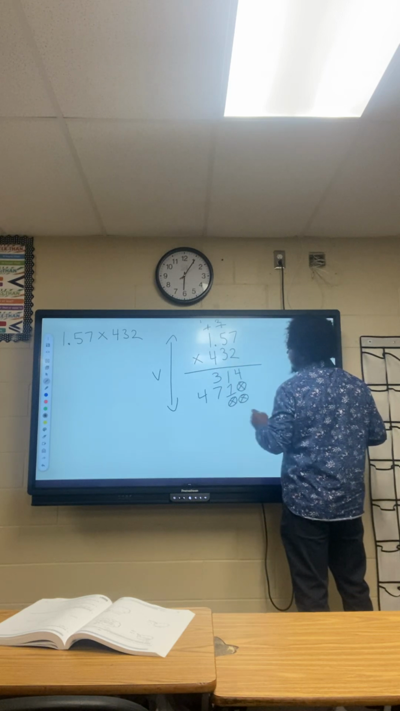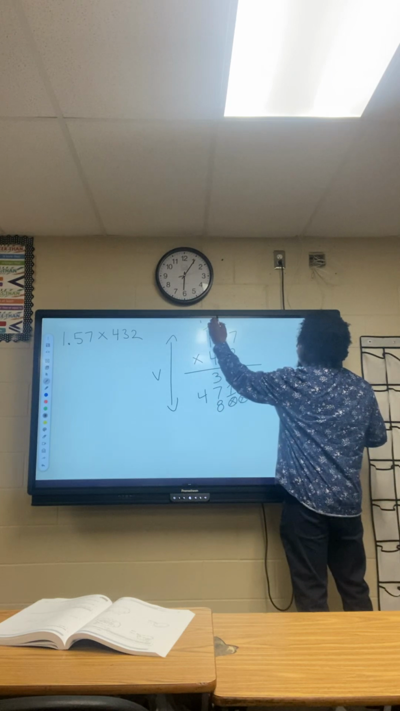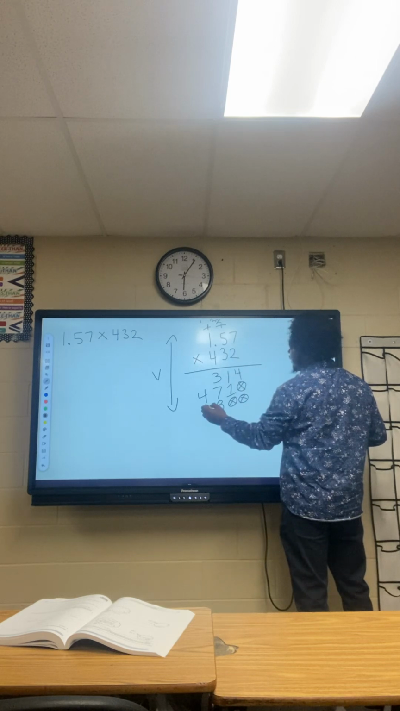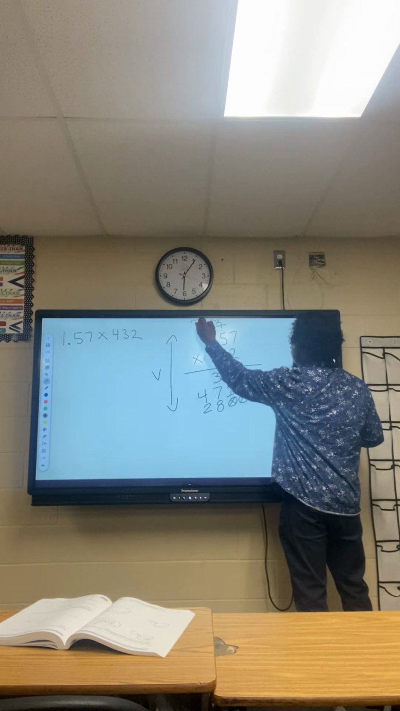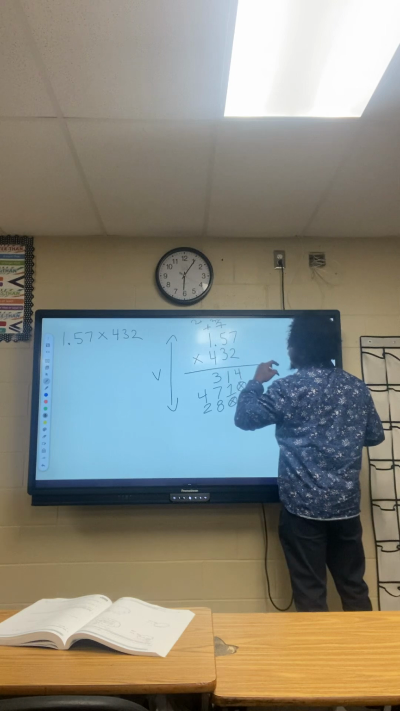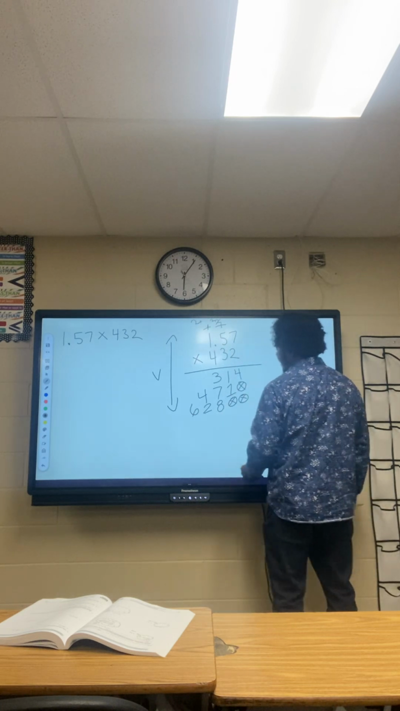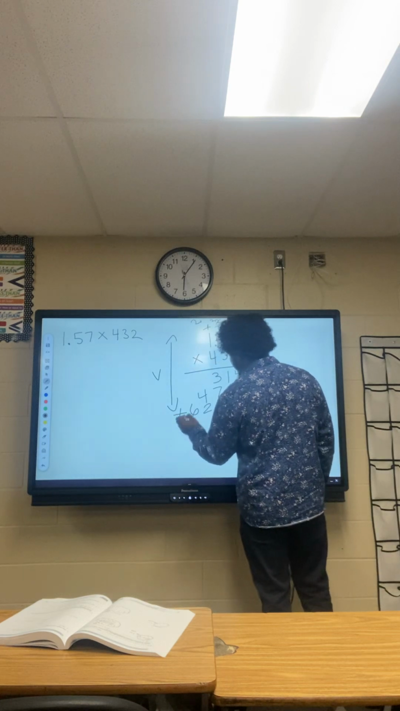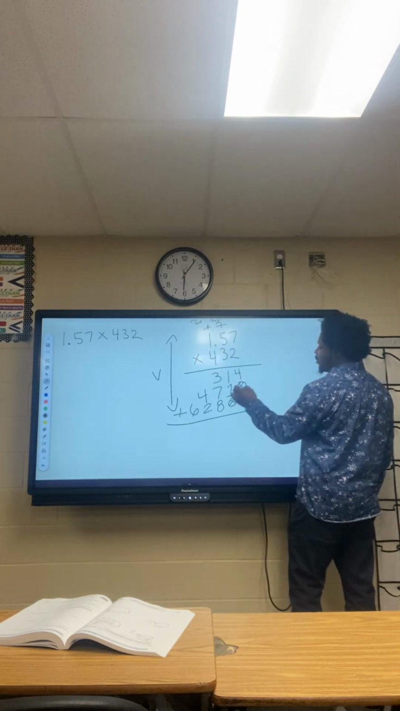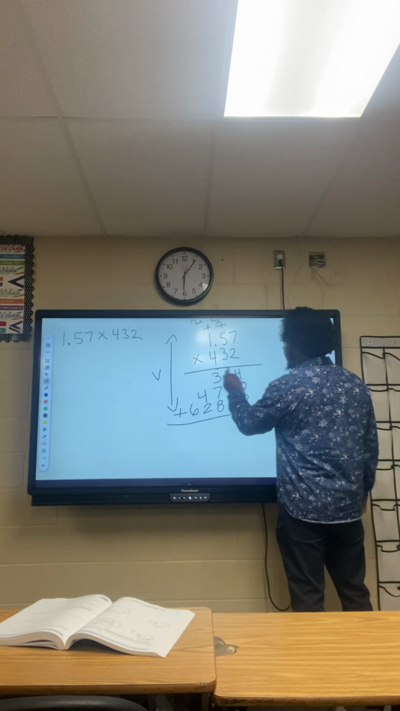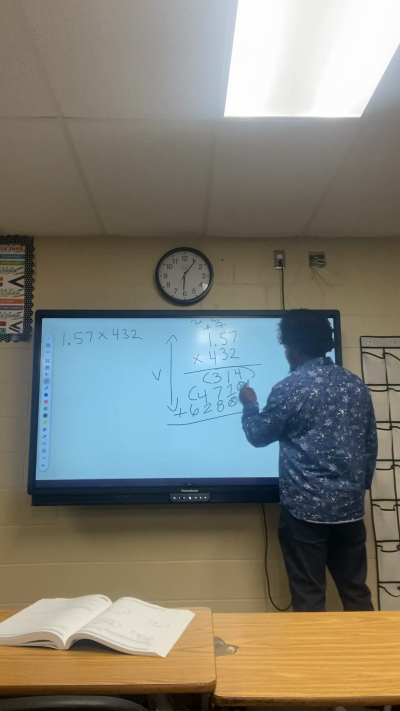4 times 7 is 28. 4 times 5 is 20, plus 2 is 22. And 4 times 1 is 4, plus 2 more is 6. All right, our last step now is to add these together. So now we have 3 partial products. So if you wanted to use area model, these are going to be your partial products.